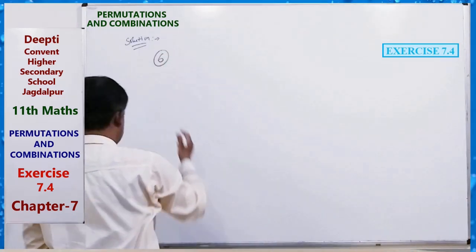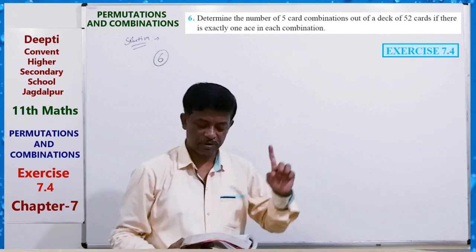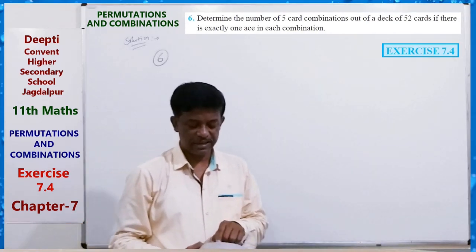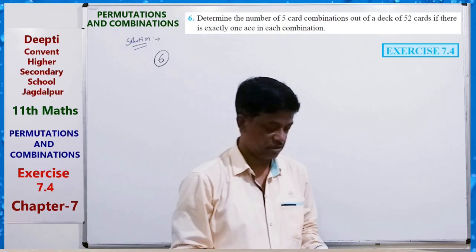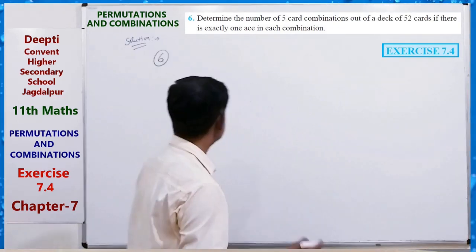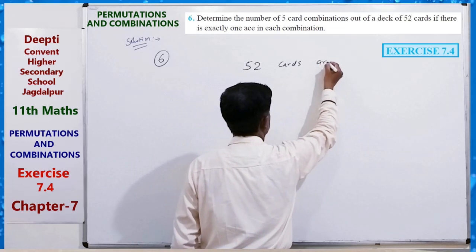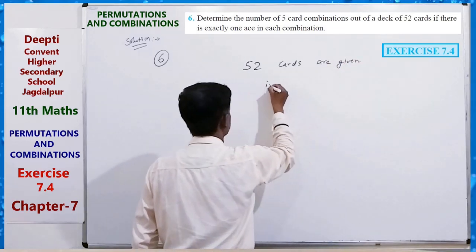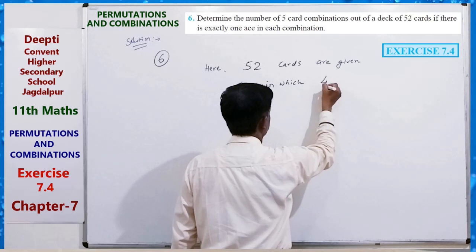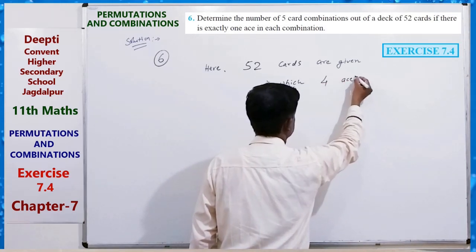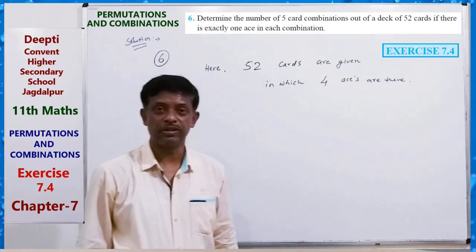Question 6: determine the number of 5 card combinations out of a deck of 52 cards if there is exactly one ace in each combination. Here 52 cards are given, in which 4 aces are there. How many aces are there? 4 aces.